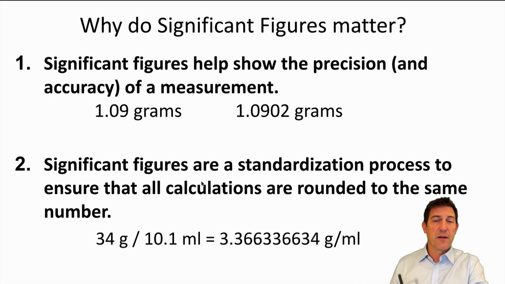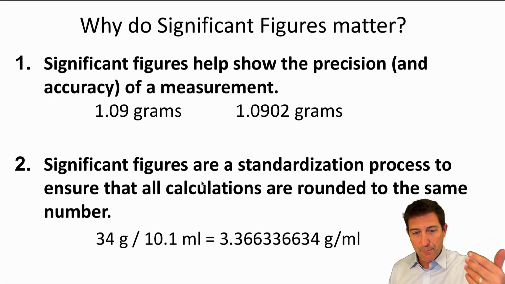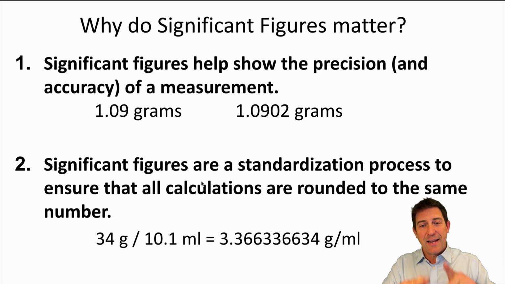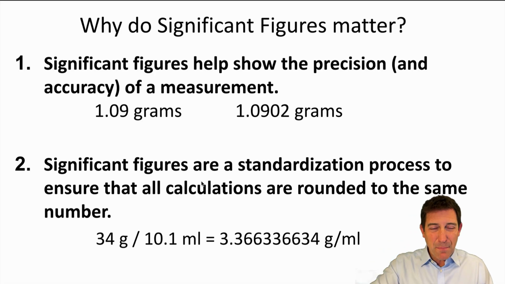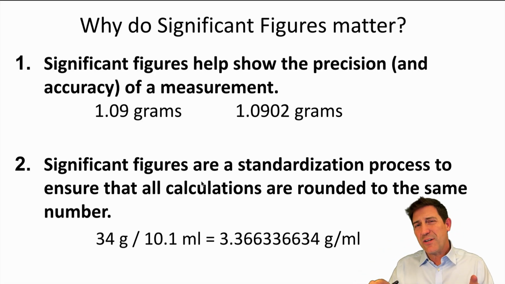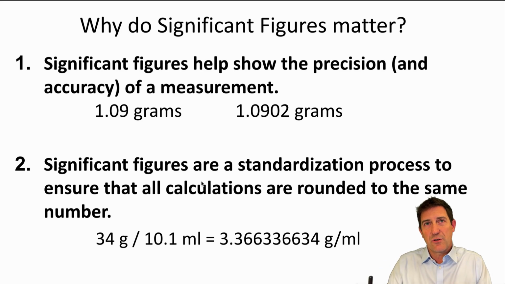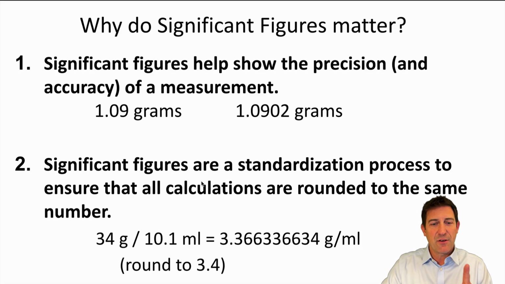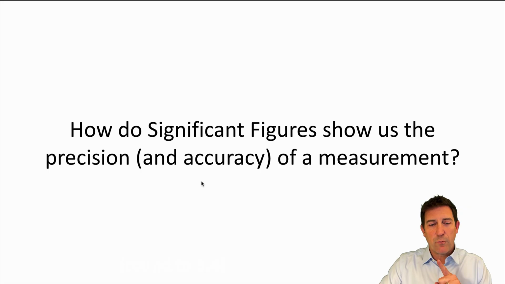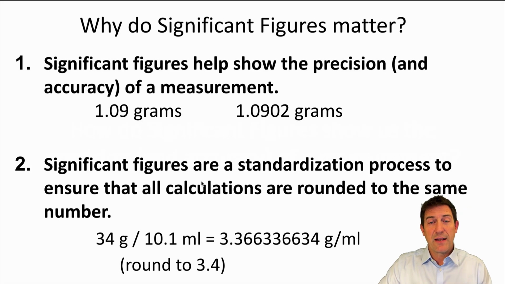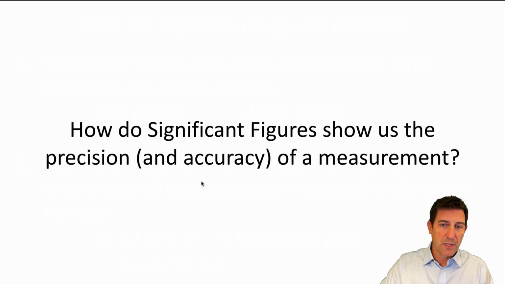I've got another problem down here. If I put 34 divided by 10.1 into my calculator, I get this nice, big, long number. That was hard to say. And the problem with that is my calculator doesn't know what I should round that to. That's something I have to do to show the precision of the measurements. We're going to find out, but if you understand significant figures, everybody in the whole wide world would round that to 3.4, specifically 3.4 grams per milliliter.